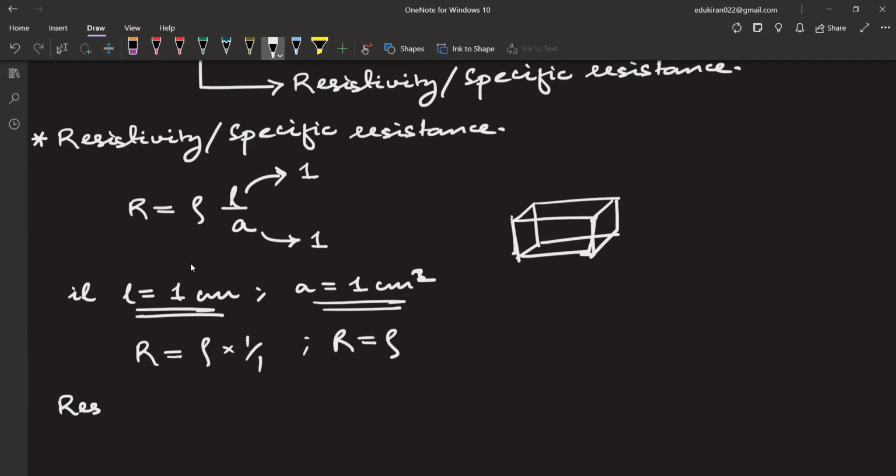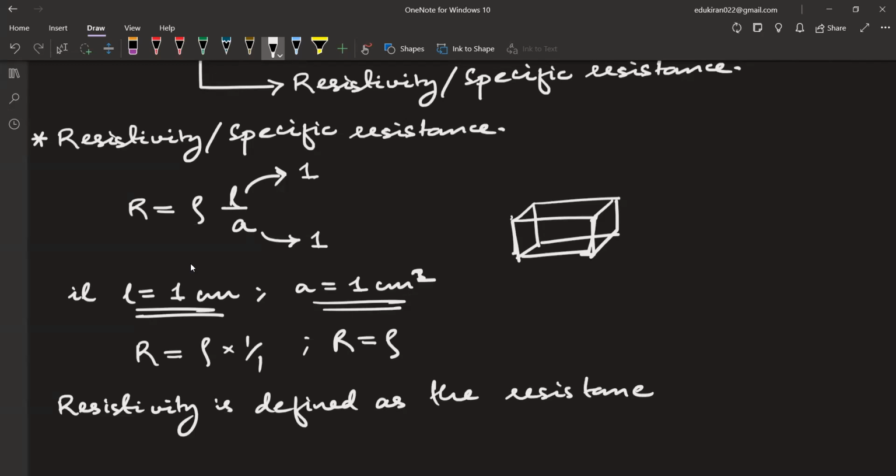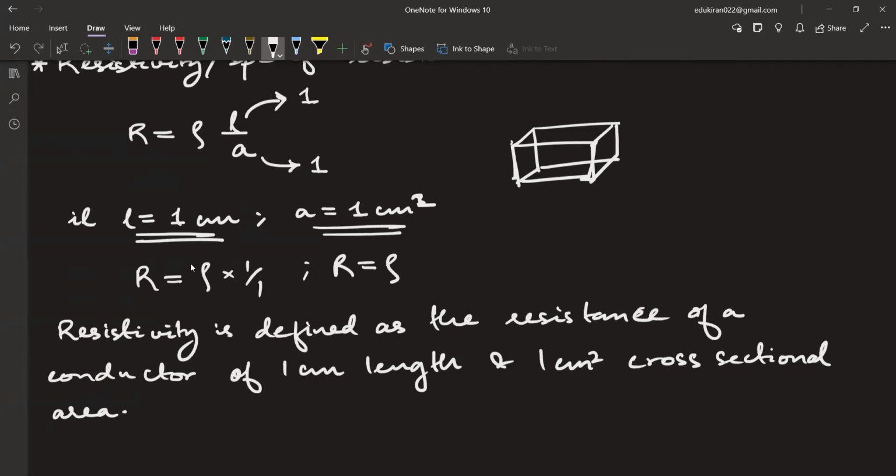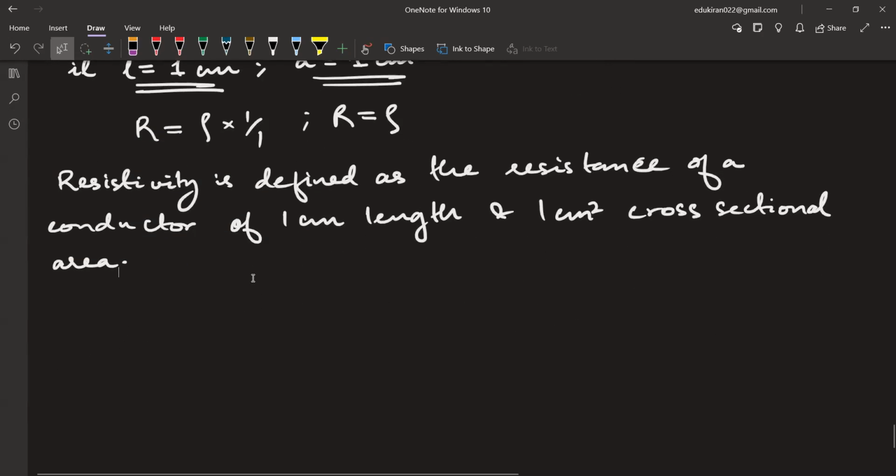Please write: resistivity is defined as the resistance of a conductor of 1 centimeter length and 1 centimeter square cross-sectional area. Clear? Yes or no? Please tell me.